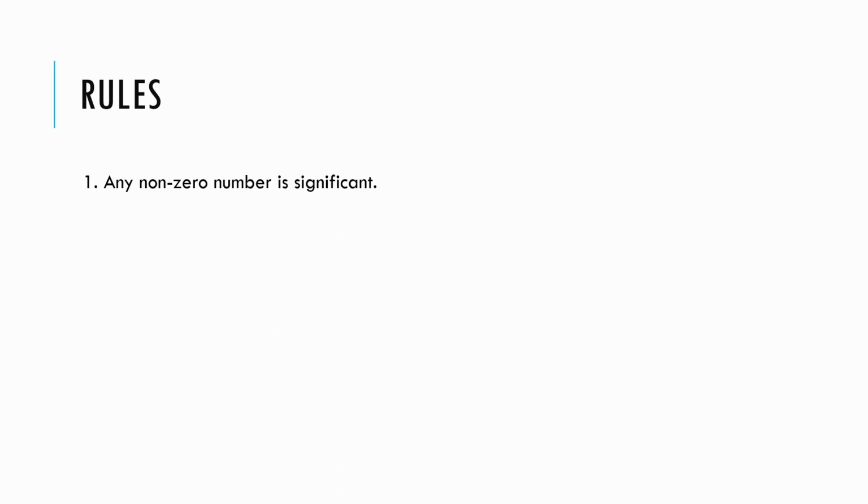Our first one is that any non-zero number is going to be considered significant. So 1 through 9, all of those are going to be considered significant. If you see that in a number, you can count that as one of your significant figures. Our other 3 rules have to do with our zeros.